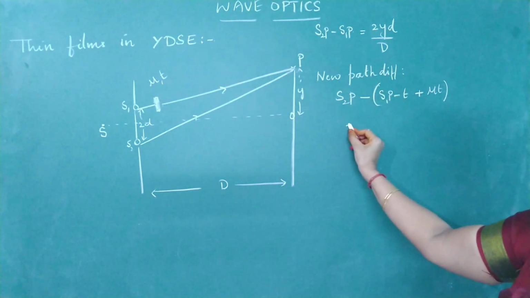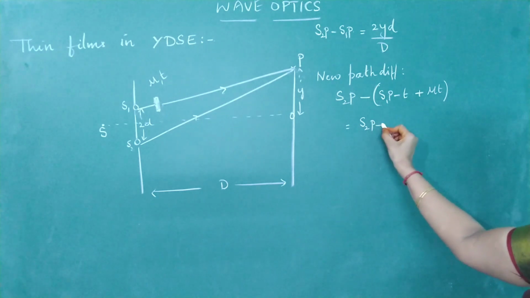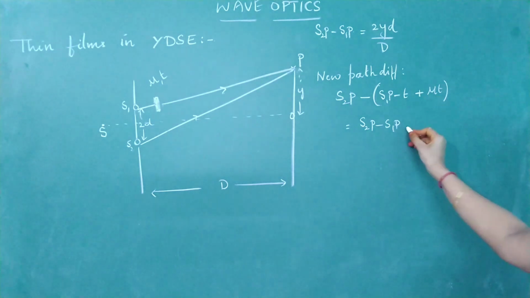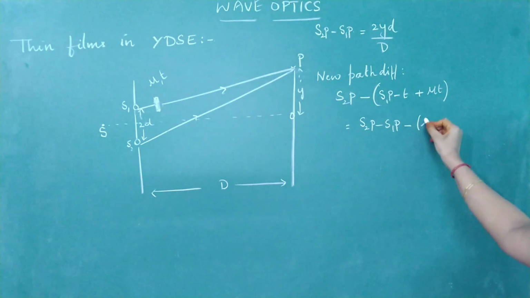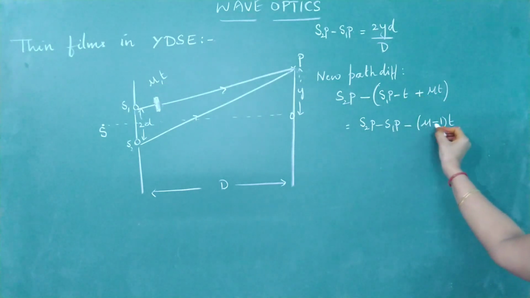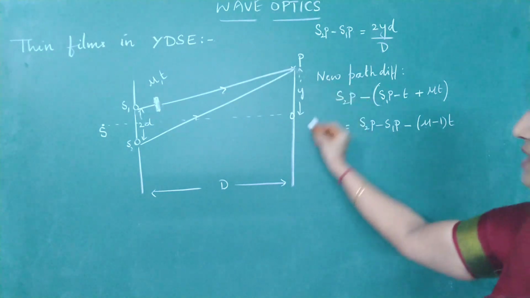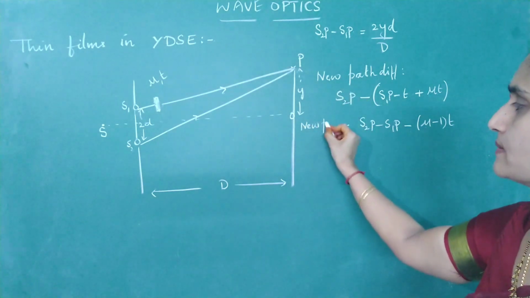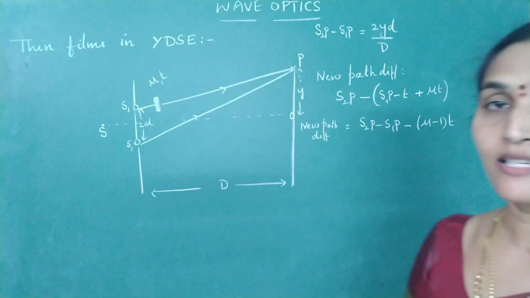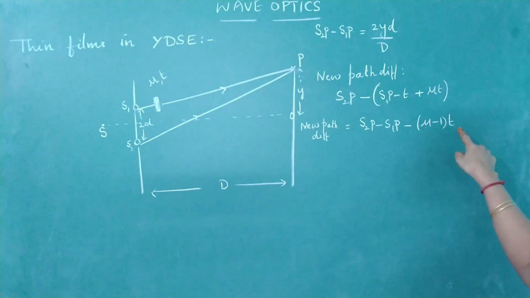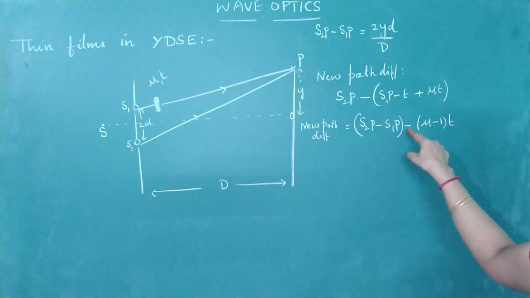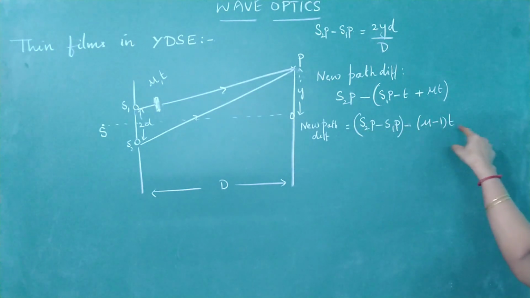So, find out what the new path difference is equal to: S2P minus S1P. Open the bracket, minus of minus will become plus T minus mu T. So, I will write it as minus of mu minus 1 into T. See, mu T minus T, I am writing it as mu minus 1 into T. So, this will give me my new path difference. By introducing a thin film, the path difference has decreased by mu minus 1 into T. Previously, the path difference was only S2P minus S1P. Now, it is S2P minus S1P minus mu minus 1 into T.